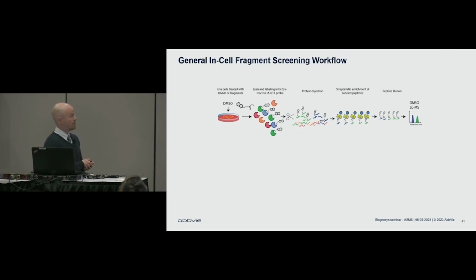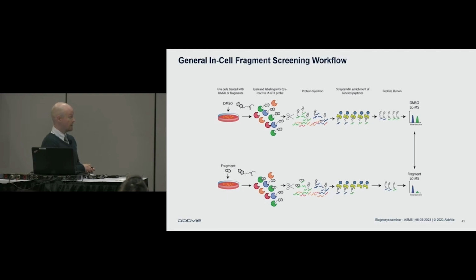So to briefly give you an overview for those who aren't familiar, you could treat live cells either with DMSO or with fragments. So in the DMSO workflow, you treat with a cell-permeable probe. So this is an iodoacetamide desthiobiotin. The iodoacetamide is going to react with cysteines. The desthiobiotin is an enrichable handle. So that probe is going to react with available cysteines. You then digest proteins into peptides. You do a streptavidin enrichment. So you basically have a cysteinome enrichment at this point that you can then analyze by DIA.